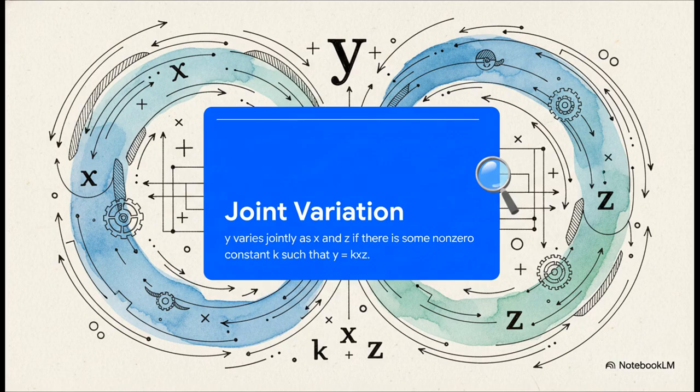Check out the formula. See what we did there? Y equals k times x times z. We literally just added another variable to multiply. So instead of just one thing affecting y, now we have two things working together. But here's the best part. The way you solve these problems, it's exactly, and I mean exactly, the same.